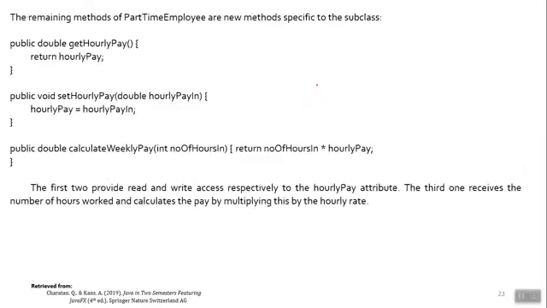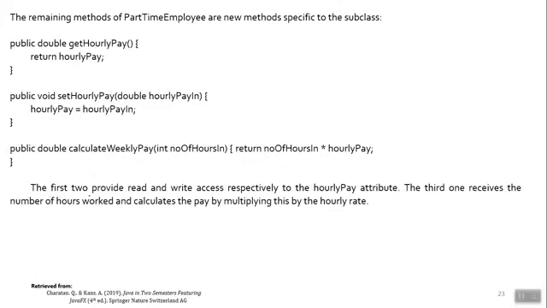Here, the remaining methods of PartTimeEmployee are new methods specific to the subclass. So we have getHourlyPay, which returns the hourlyPay. Public setHourlyPay, double hourlyPay. And then calculateWeeklyPay, which returns the number of hours times hourlyPay.